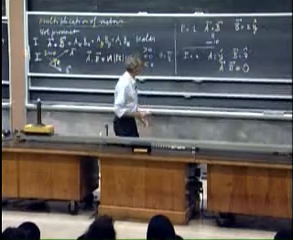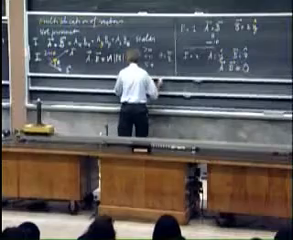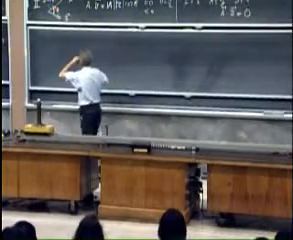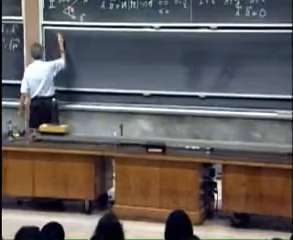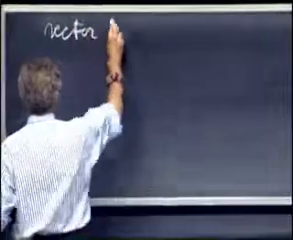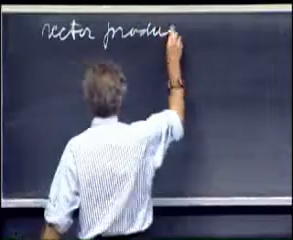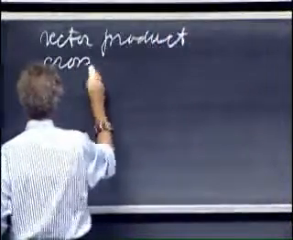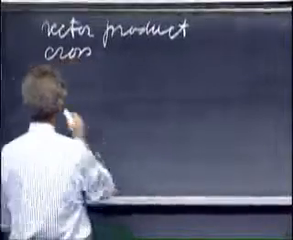And we now go to a way more difficult part of multiplication. And that is vector multiplication, which is called the vector product. Or also called, most of the time I refer to it as the cross product.